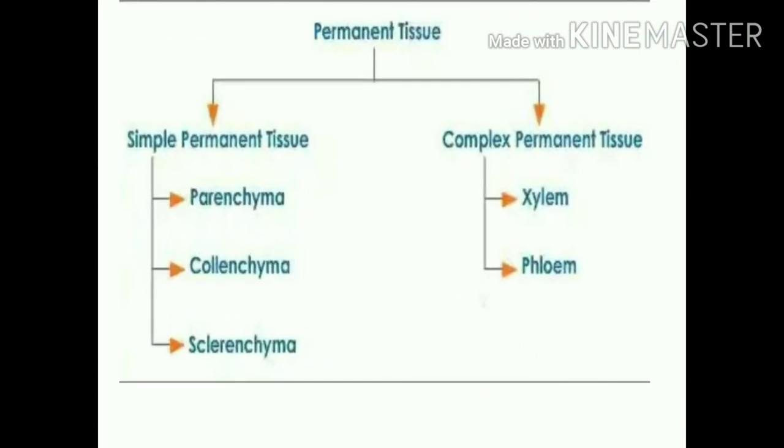We can observe two types of permanent tissues: first, simple permanent tissue, and second, complex permanent tissue. Parenchyma, collenchyma and sclerenchyma are the types of simple permanent tissue. The xylem and phloem are parts of complex permanent tissue.